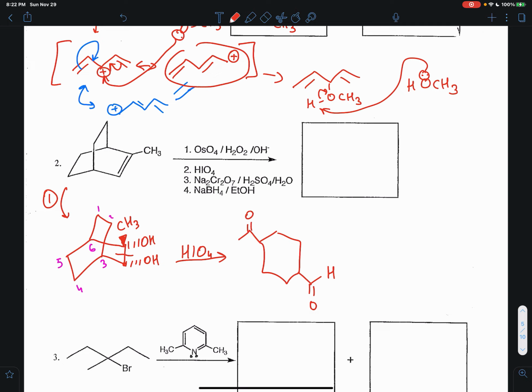So what I just did, I just split it in half and converted the alcohols into ketones or carbonyls, right? Not ketones, into carbonyls. C double bond O, C double bond O, and I left everything the same.